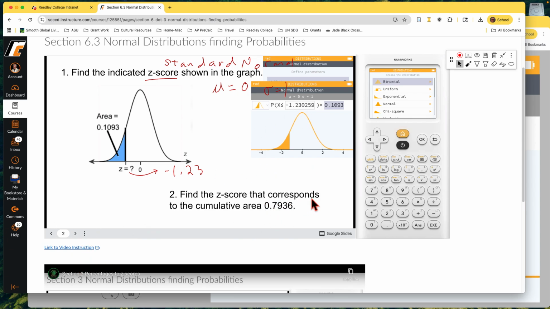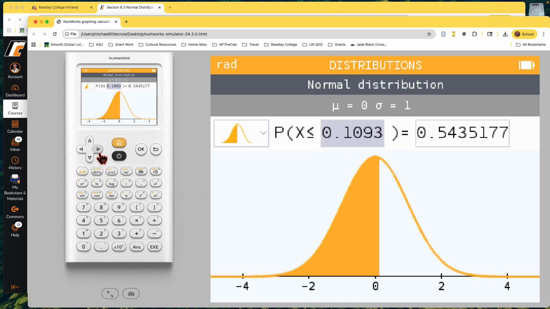Okay. Find the z-score that corresponds to the cumulative area 0.7936. Cumulative area. So we don't have a graph this time. We do know it's a z-score, so that means we can use a standard normal, right? What does it mean to be cumulative? Which tool are we going to use? Which one? First, second, or third? Which one of these is cumulative?